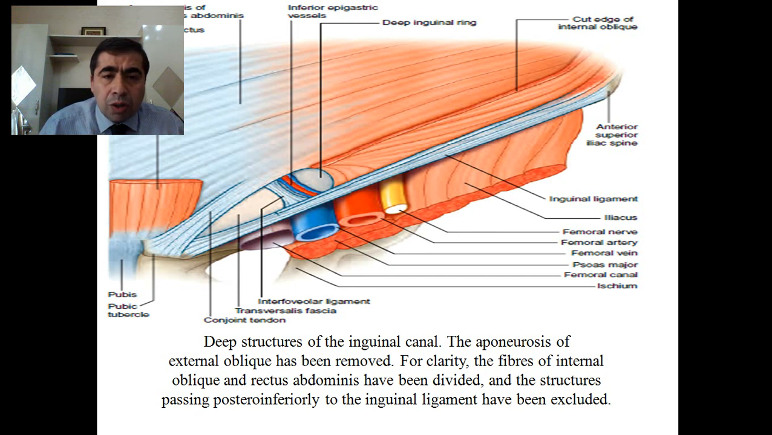The aponeurosis of the external oblique has been removed. For clarity, the fibers of the internal oblique and the rectus abdominis have been divided here. And the structures passing posterior inferior to the inguinal ligament have been excluded.